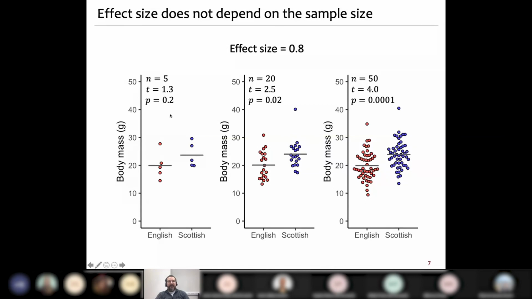Here on the left, the test is not powerful enough to detect the effect size of 0.8. It returns a p-value of 0.2, which is above our standard limit of 5%. On the right-hand side here, there is enough data, the sample size is large, the p-value is very small, and we have plenty of power in this experiment to detect the effect size of 0.8.